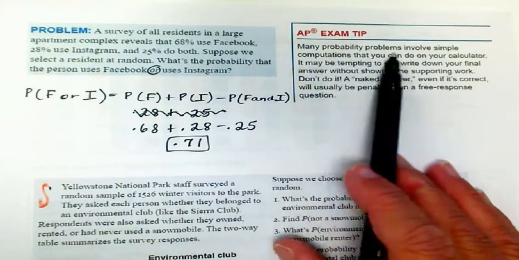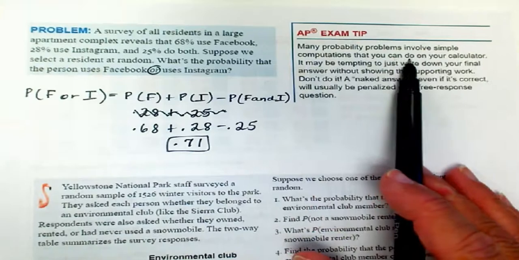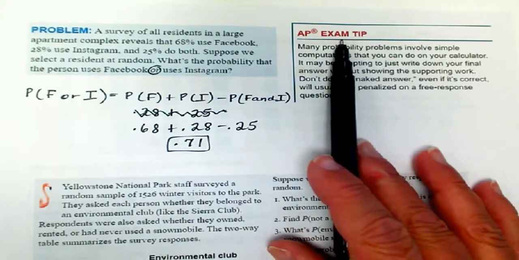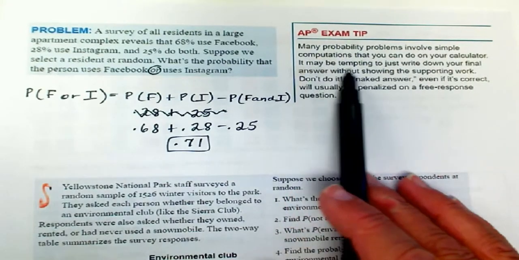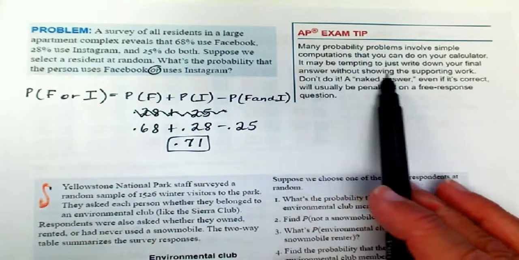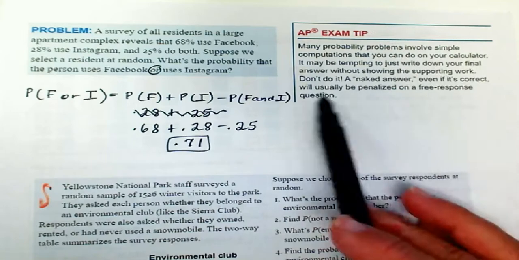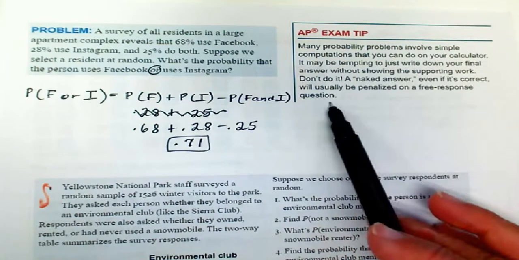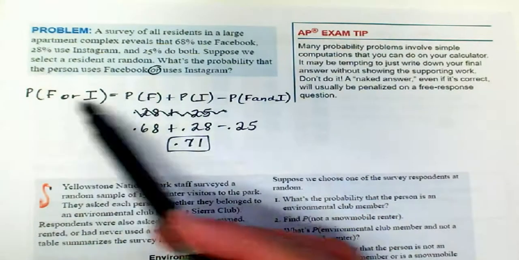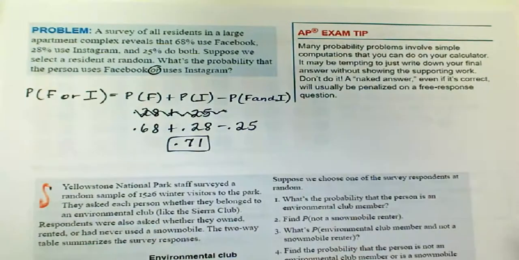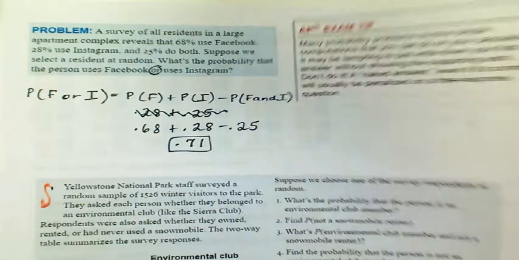Okay, many probability problems involve simple computations that you can do on your calculator. This is an AP exam tip. It may be tempting to just write down your final answer without showing the supporting work. Don't do it. A naked answer, even if it's correct, will usually be penalized on a free response question. That's simple. You just need to show what you are doing and then get your answer. Don't just do the math and write the answer.